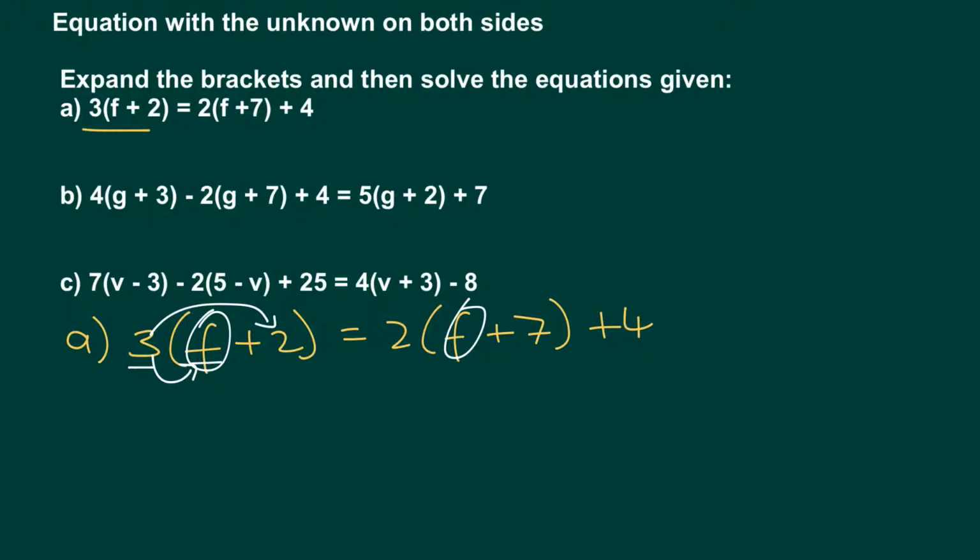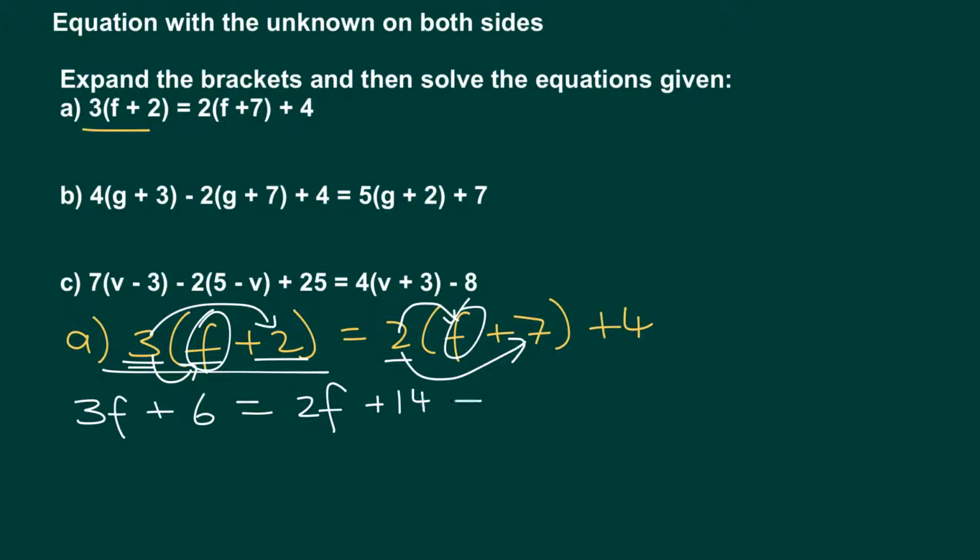We multiply it by the f that's on the inside, so 3 times f, which gives us 3f. Then we have plus. Then we have 3 multiplied by 2, which gives us 6. That's it. We have just expanded the bracket of 3 bracket f plus 2. Next up, we have 2 bracket f plus 7. So same process. We multiply the 2 with the f first. So it makes it 2f. Then we have 2 times 7, which is 14. And then we have plus 4 to finish off.